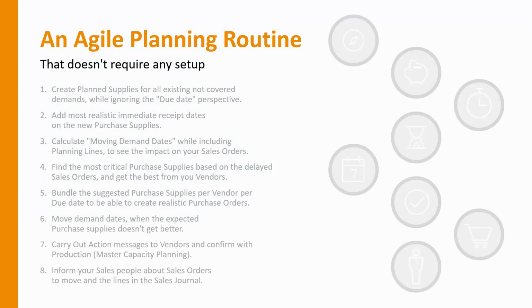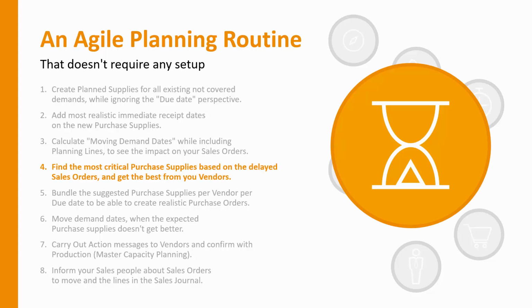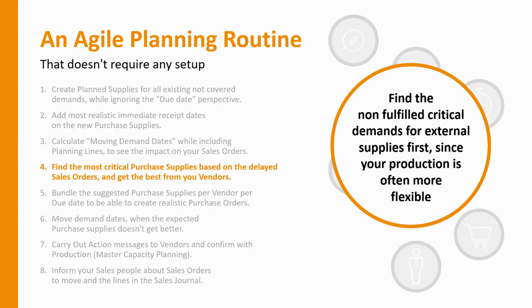After talking to your salespeople about which sales order movements are critical, you need to look the other way to see if it's possible to move the critical purchase supplies based on those delayed sales orders to figure out if you can do anything. So normally we would experience that you should find the critical non-fulfilled demand on the supplies first, since your production is often more flexible.